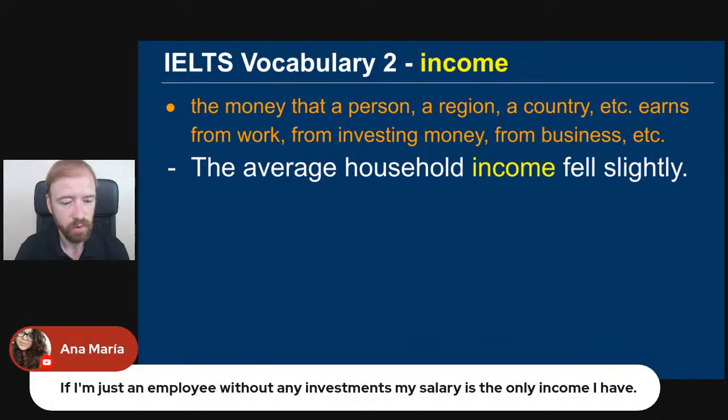If I'm just an employee without any investments, my salary is the only income I have. That is correct. So your salary is your only income if you have no investments.